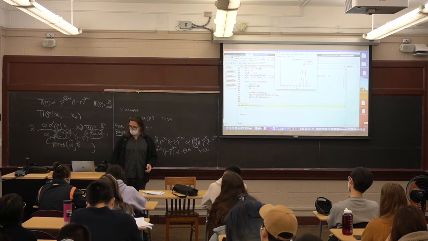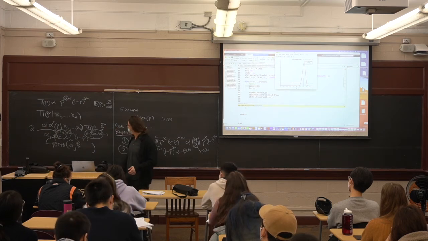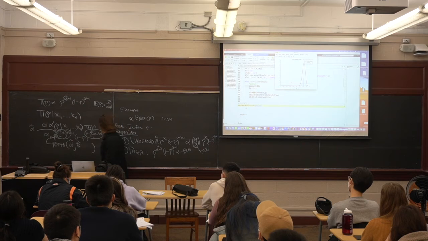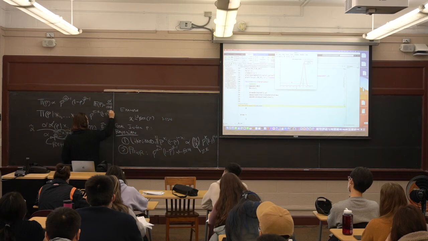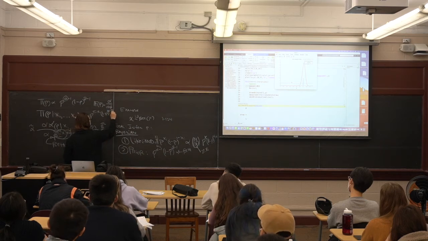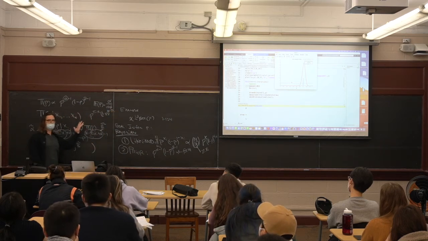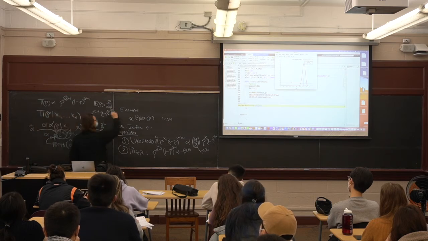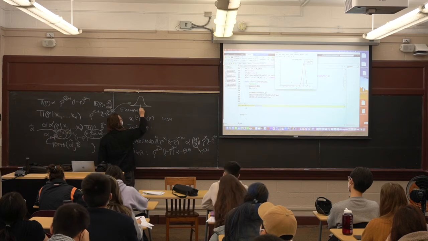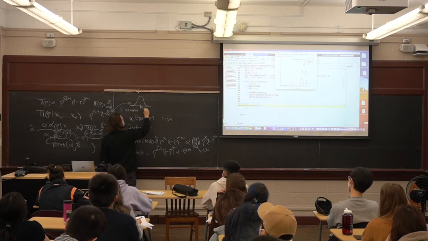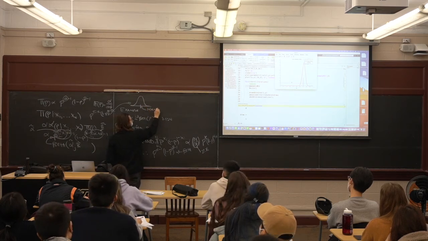And so does anybody know what the maximum likelihood estimate is? So the likelihood function is just P to the sum of the xi's, 1 minus P to the n minus sum of the xi's. So this is a curve and it peaks somewhere. So this is some curve, and this is going to be the max likelihood.